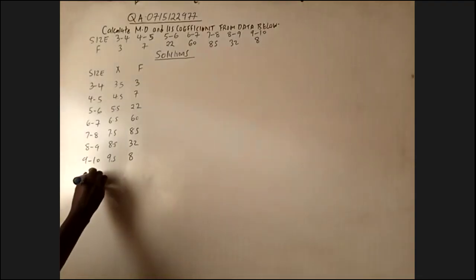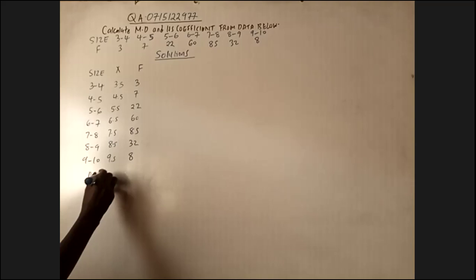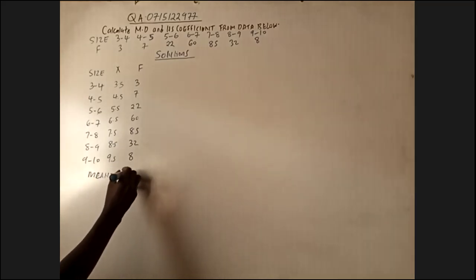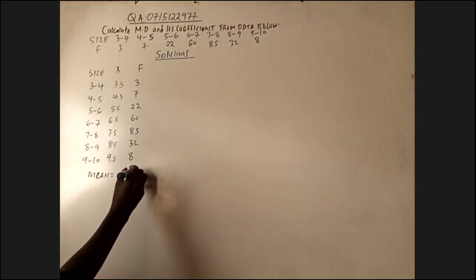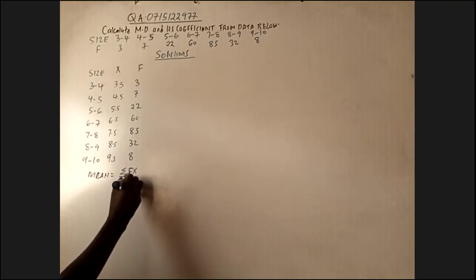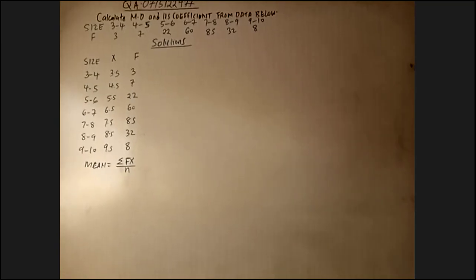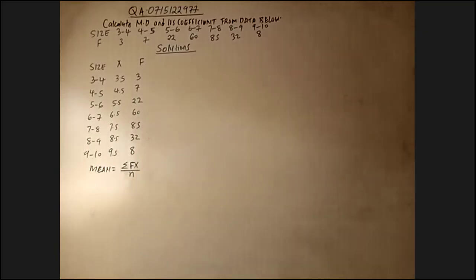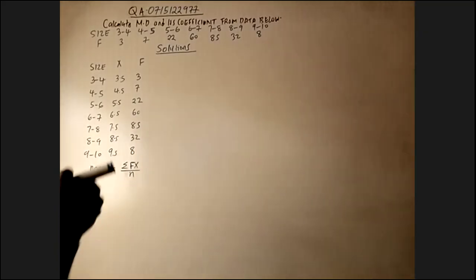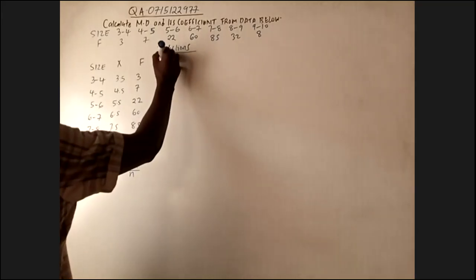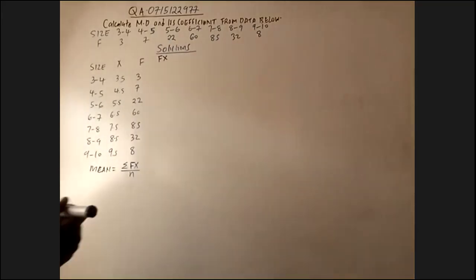Now how do you get the mean? Let's start with the mean first. You go summation of fx over n. Is that the formula for mean? Yes, that's the formula for mean. Then you need to find fx. How much will fx be?